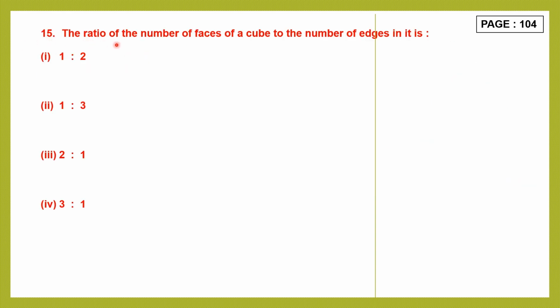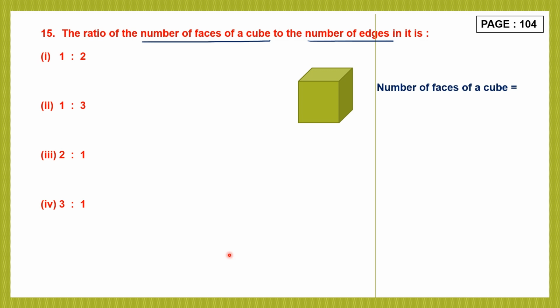Question 15. The ratio of the number of faces of a cube. For a ratio, you need to have two numbers. One number is the number of faces of a cube. The other one is the number of edges of the cube. So we have to find the ratio of this. Now what is a cube? A cube is a figure like this. And what is the face of a cube? This flat part that you can see is one face. Then here on top is another face. Here you can see is another face. If you count all the faces, at the back, at this side, at the bottom, you will find that a cube has 6 faces.